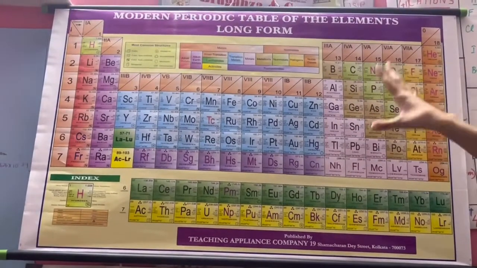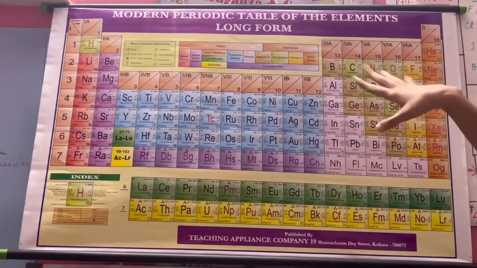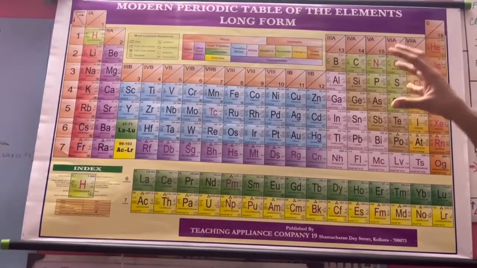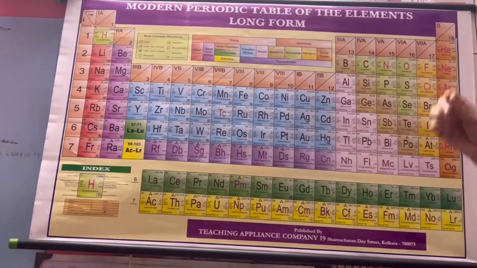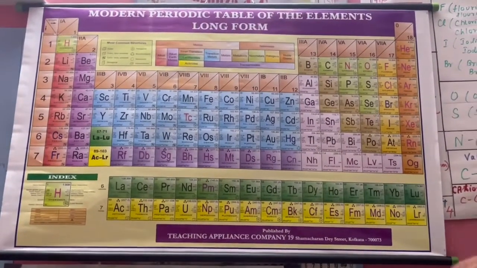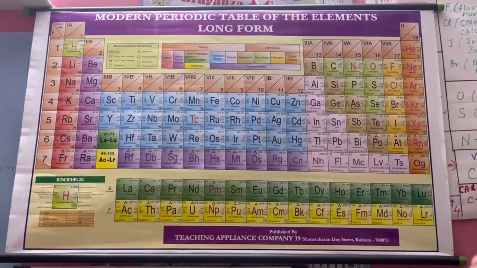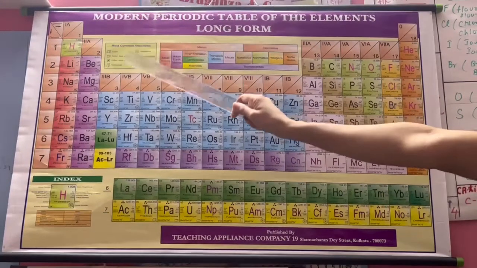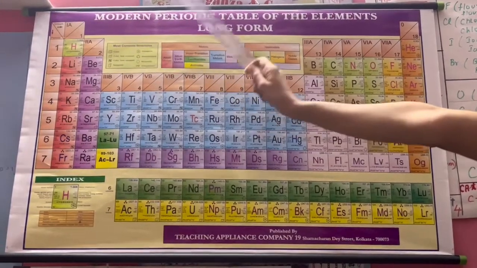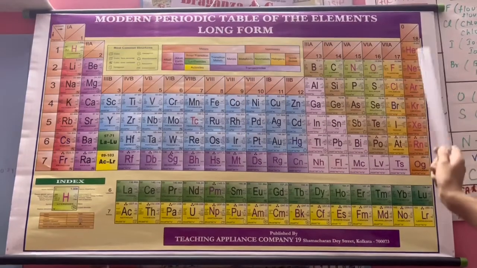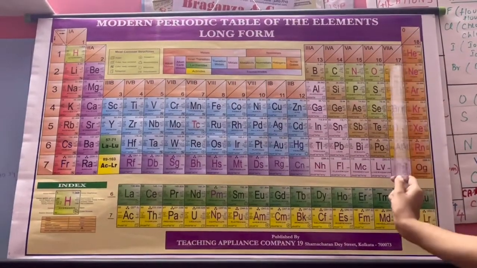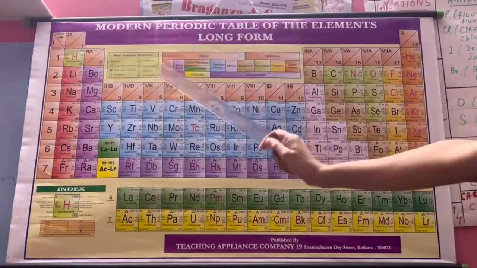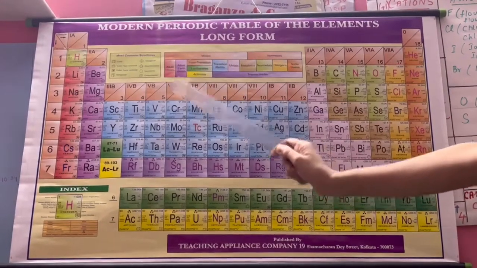Now, how are the elements arranged in periods? Before I get into periods, how was the modern periodic table arranged? The modern periodic table is arranged in the ascending, increasing order of their atomic number. For example, hydrogen's atomic number is 1, so hydrogen comes first. After that, it is followed by helium. Helium's atomic number is 2. So after hydrogen comes helium. Then comes lithium. Lithium's atomic number is 3.